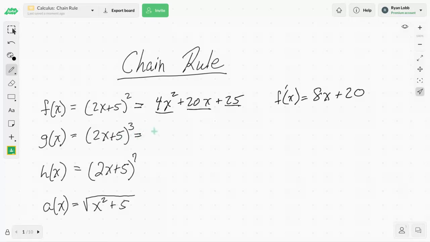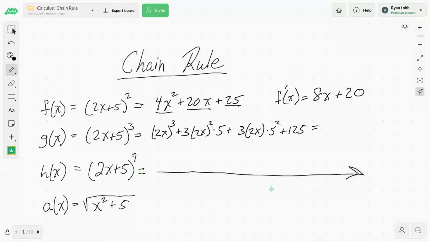This one, if I multiplied this out, it would look like this. It'd be (2x) cubed plus 3 times (2x) squared times 5 plus 3 times 2x times 5 squared plus 125, and then I could simplify this, 8x cubed. I could multiply this out, and I'd be able to find the derivative. Okay, I could do it. I could multiply all this out, get some big mess there. I could find the derivative then using power rule. Wouldn't want to, okay, but I could do it.